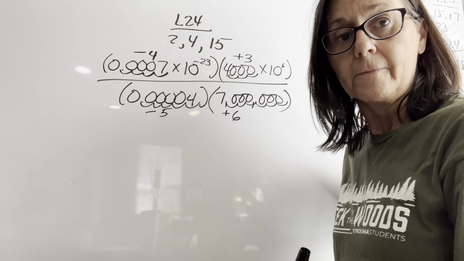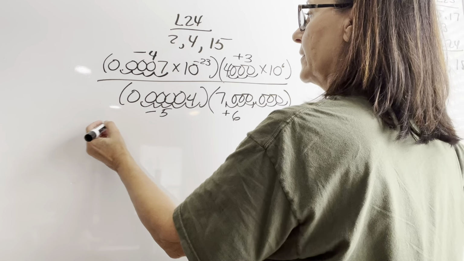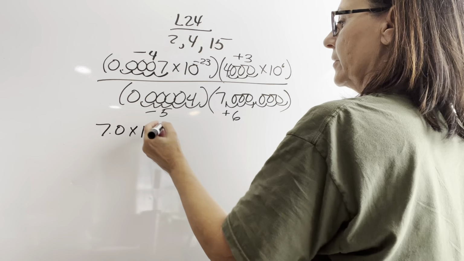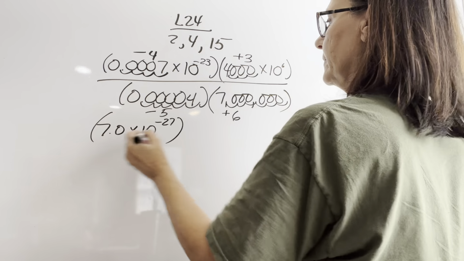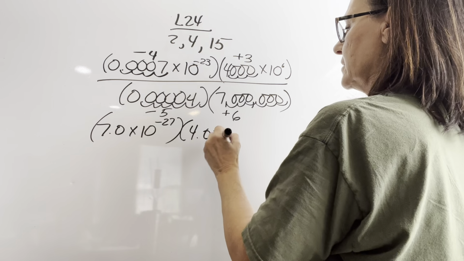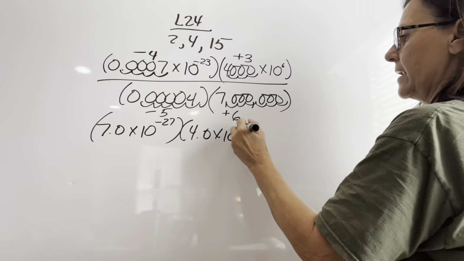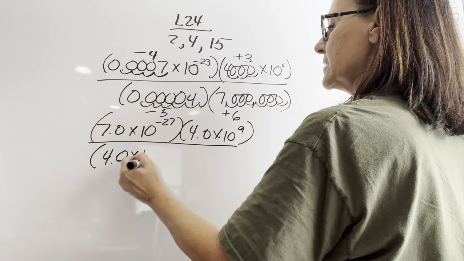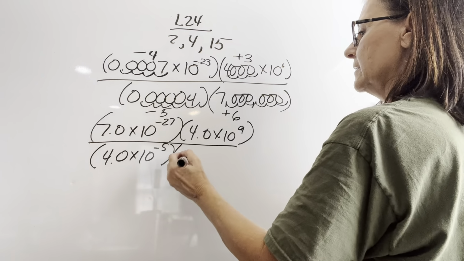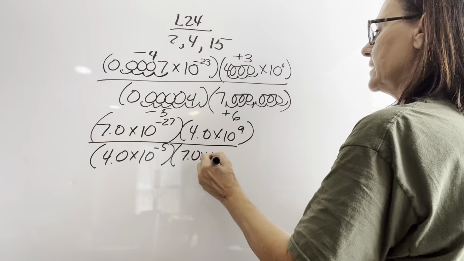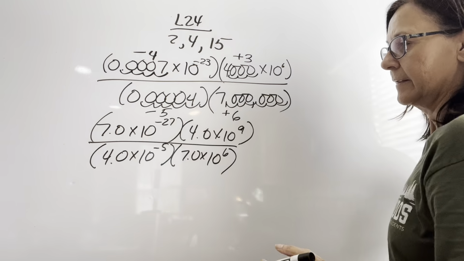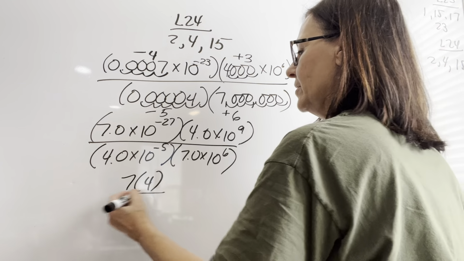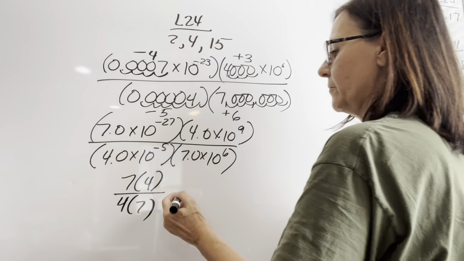So we're going to write them all in proper scientific form. So that's 7.0 times 10 to the negative 4 and negative 23 is negative 27. This is 4.0 times 10 to the 6 plus 3 is 9, over 4.0 times 10 to the negative 5 times 7.0 times 10 to the 6th. All right, look, all of our numbers are the same. It's 7 times 4 divided by 4 times 7. That's just going to be 1.